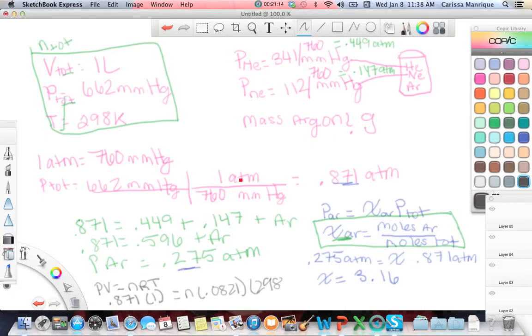Okay, so 0.0821. When I solve for this and I get n, I get that n equals, this is n total, 0.036, right?